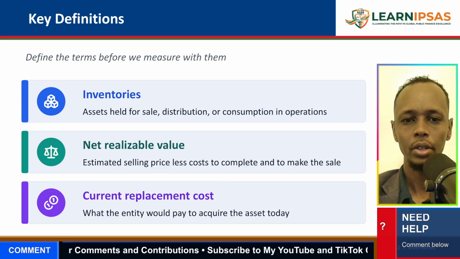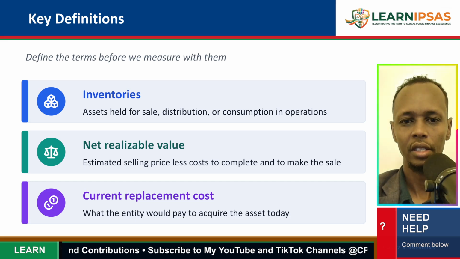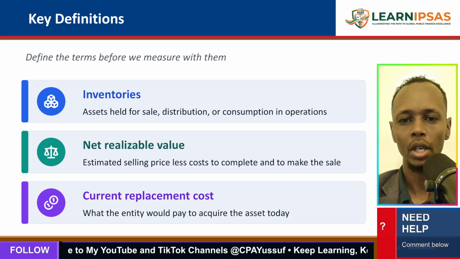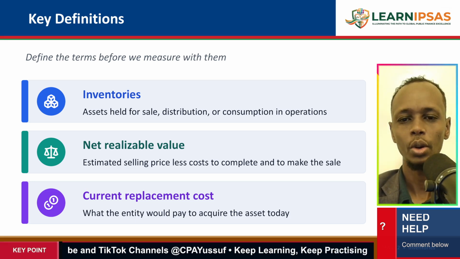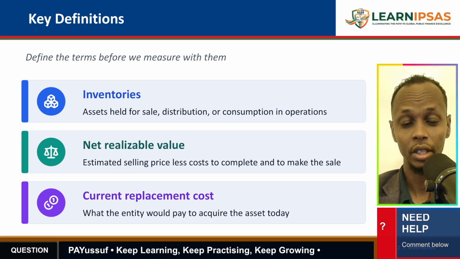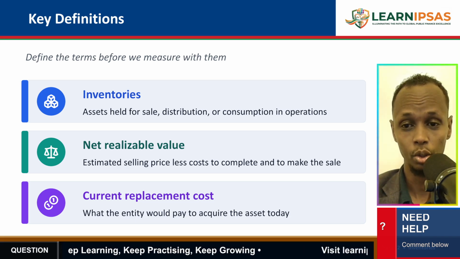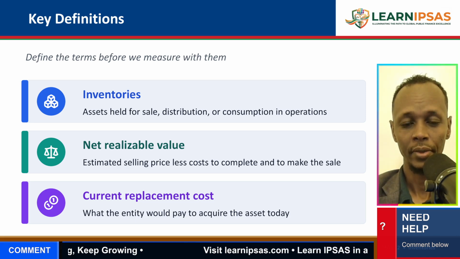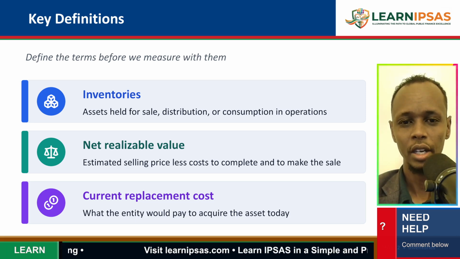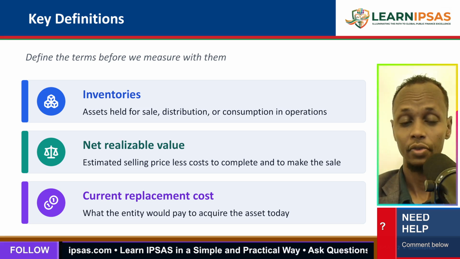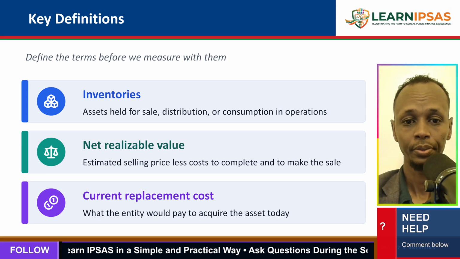Inventories. Inventories can be explained as assets held for sale, distribution, or consumption in the normal operation of an entity. So that's what inventory is. Inventory is what we consume. Inventories are the raw materials, the work in progress, the finished goods, those items which we transfer for free. Inventory is found everywhere in your stores.